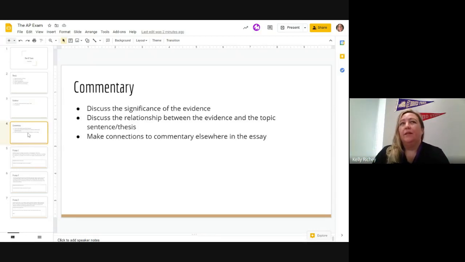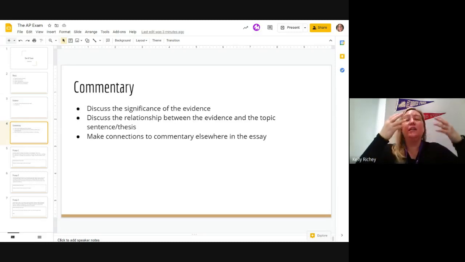You don't want to mark everything, but you do want to mark stuff that you think is important. Then for your commentary, you want to make sure you talk about why this evidence that you picked is significant. All right, there's a reason you picked it. Make sure you talk about that. Make sure you talk about the relationship between the evidence you picked and your thesis. Remember, you're making this argument. The author is doing this for a reason. So how does your evidence support that? And finally, you want to make connections. This is advanced, but you want to make connections to the commentary elsewhere in your essay. Like I said, with this other example, this example does the same thing, okay? So you want to be making those connections.